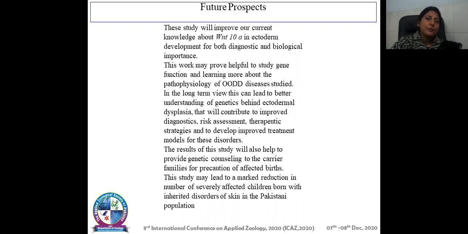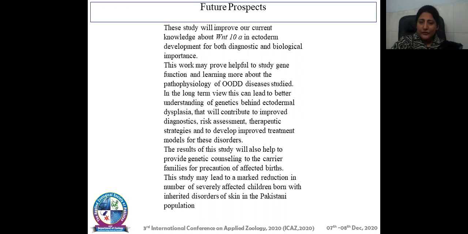The work may prove helpful to study gene function and learn more about the pathophysiology of OODD disease, and in the long term, this can lead to a better understanding of the genetics behind ectodermal dysplasia that will contribute to improved diagnostics, risk assessment, therapeutic strategies, and to develop improved treatment models for these disorders.